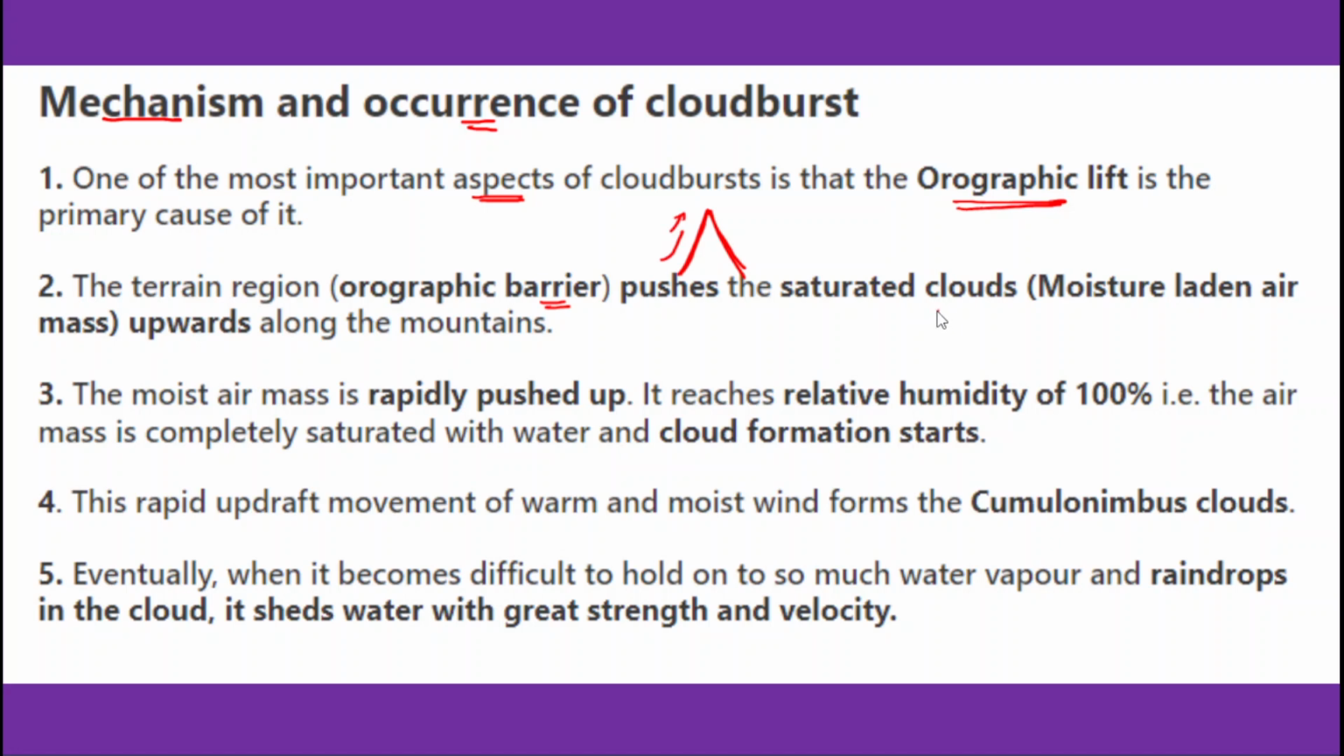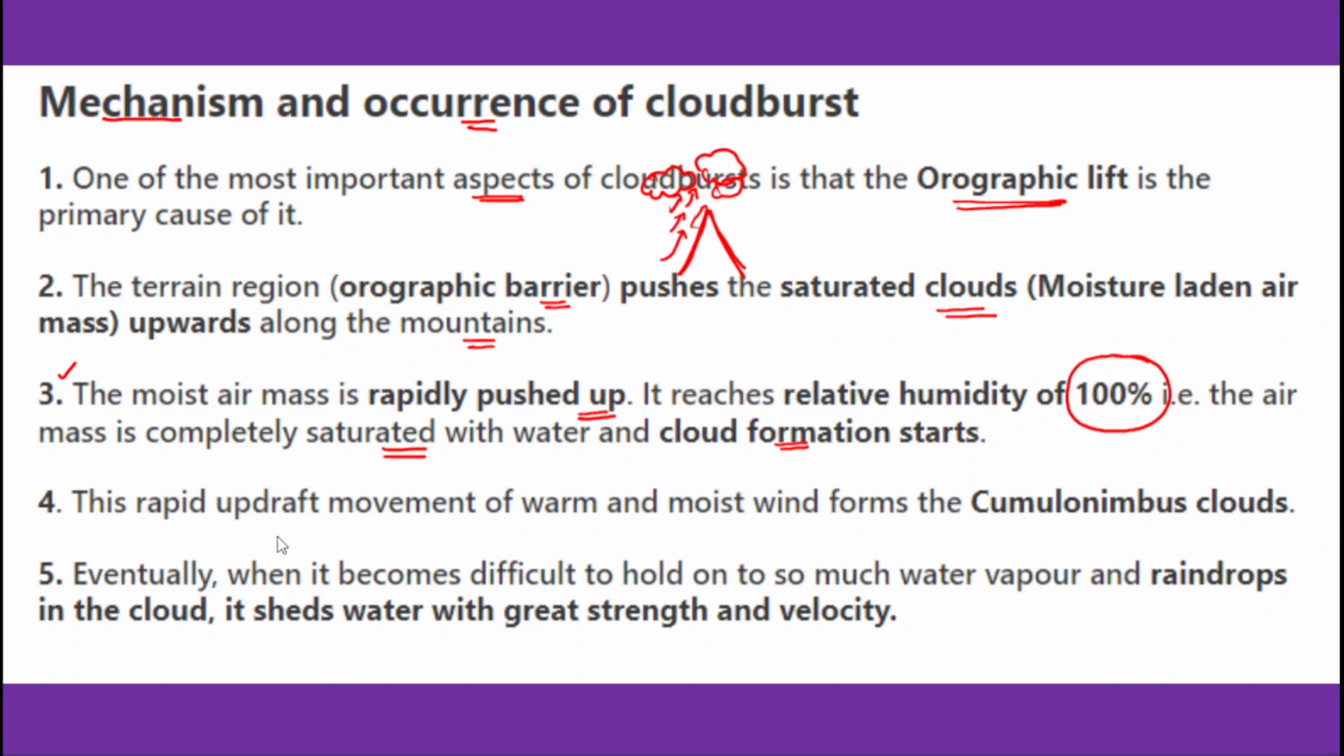Now this pushes the saturated air clouds or moisture-laden air mass upwards along the mountains. Next, the moist air mass is rapidly pushed up and it reaches a relative humidity of 100%. So it carries the maximum amount of humidity with it. The air mass is completely saturated with water and cloud formation generally starts. So when it is pushed up here, cloud formation usually takes place.